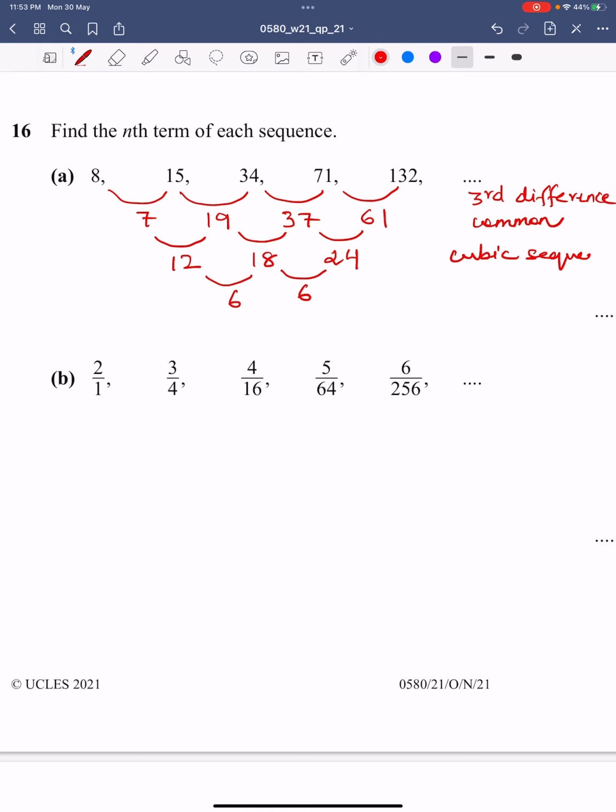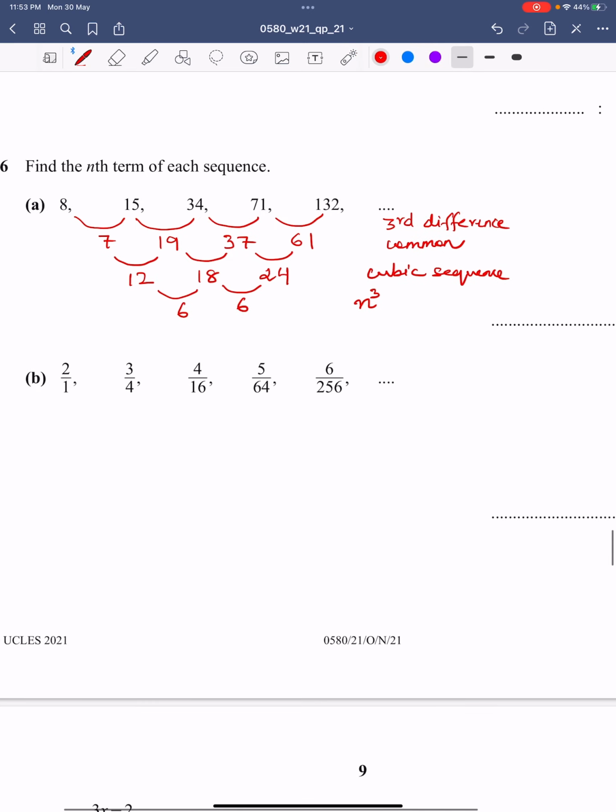Now, a cubic sequence has n cube embedded in itself. Now, n stands for 1 for the first term, n is 2 for the second term, n is 3 for the third term, 4 for the fourth term, and so on and so forth. So, if I write n cube for the first term, n will be replaced by 1. So we have 1 cube, which is 1.